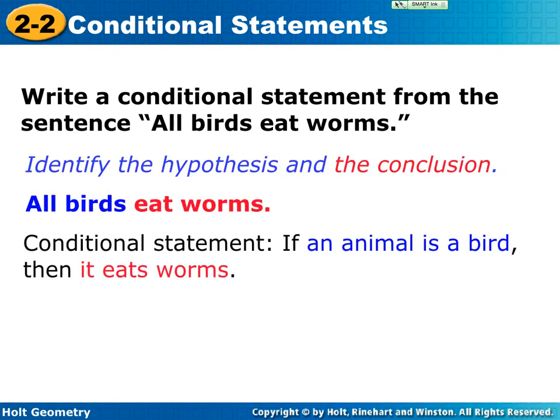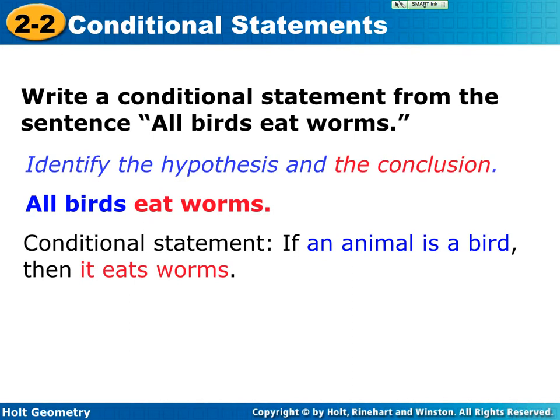Okay, the bird part was the hypothesis. The conclusion, the result, or the thing about it is eating worms. So something like, if an animal is a bird, then it eats worms. Now, if you had your words a little bit different, like if you said, if you are a bird, then you eat worms, I'd say, okay, yeah. But if you had it backwards, if you had the worms in the hypothesis, no. The worm part is the conclusion. If you are a worm.